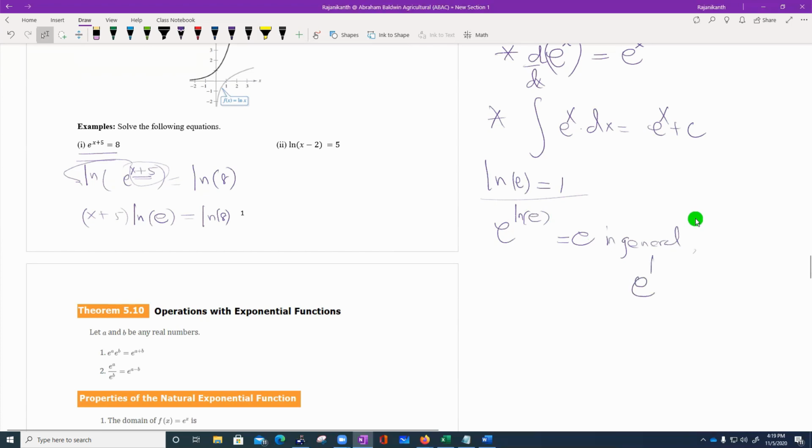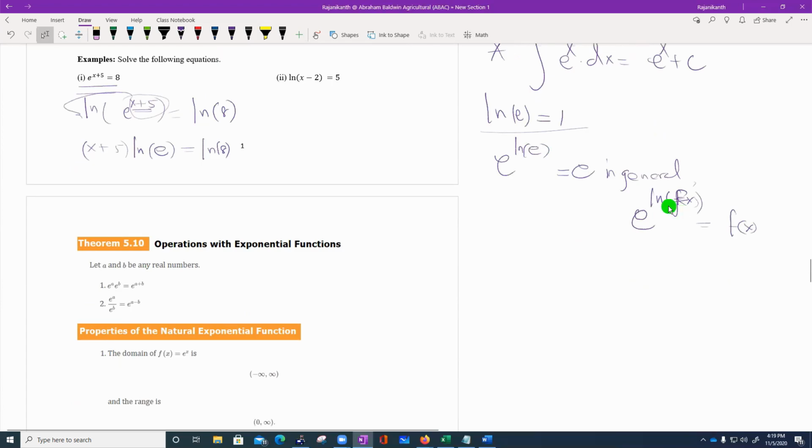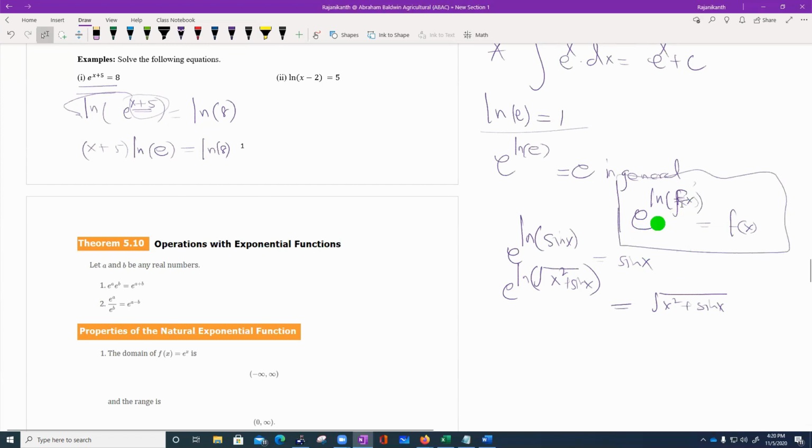In general, e to the power ln of any function inside is just f(x). What does that mean? This means e to the power ln of sine x is simply sine x. E to the power ln, you may have any kind of complicated function. Say here you have x squared plus sine x. And what is that? That is simply x squared plus sine x. You see that? Yeah. So this is a very, very useful relationship between the exponential and the simple function.